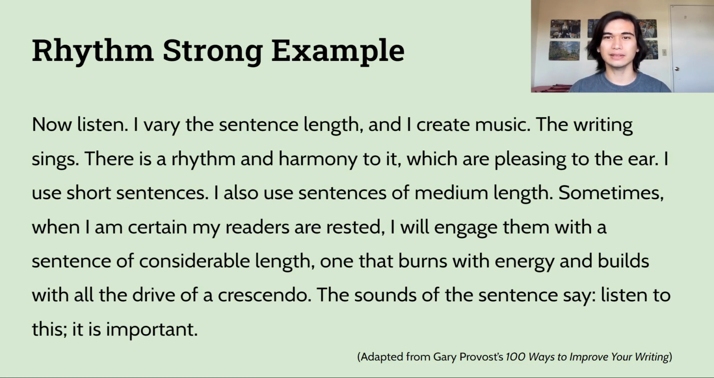The sound of the sentence says, "Listen to this. It is important." Notice with this example that sentence length is varied, and the writer uses a mix of both dependent and independent clauses. The writer also combines sentences together using punctuation. In other words, the writer uses variety to make their writing come alive.